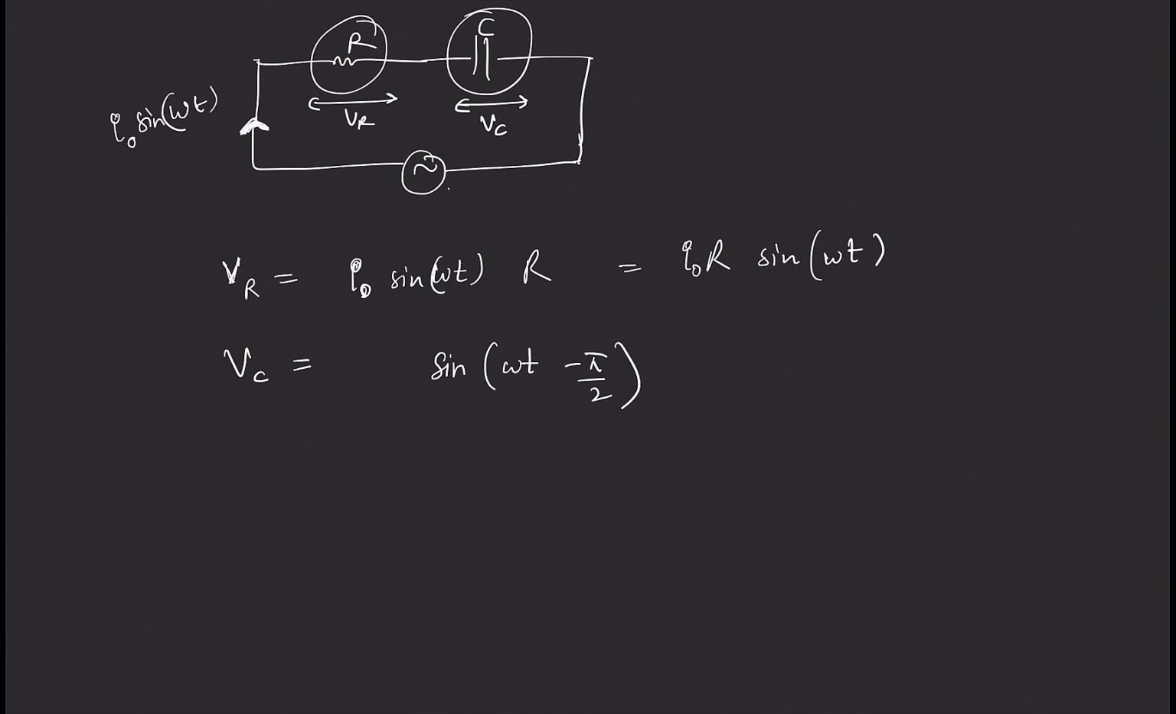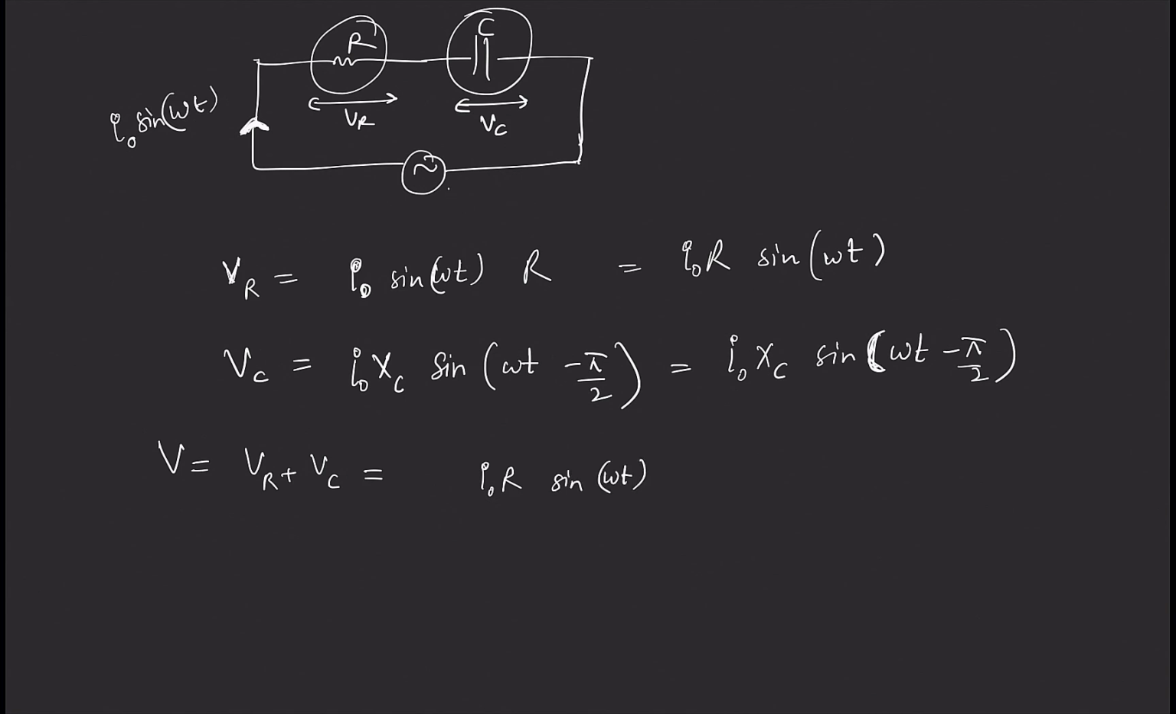Now we know that the peak value would be simply I naught into XC. So this would be equal to I naught XC sine of omega t minus pi by 2. This would be your VC. Now the instantaneous voltage V is simply VR plus VC, and you can add these both: I naught R sine omega t plus I naught XC sine of omega t minus pi by 2.